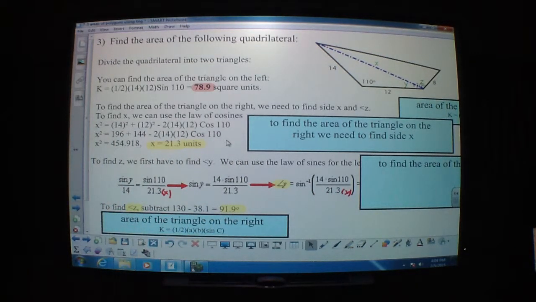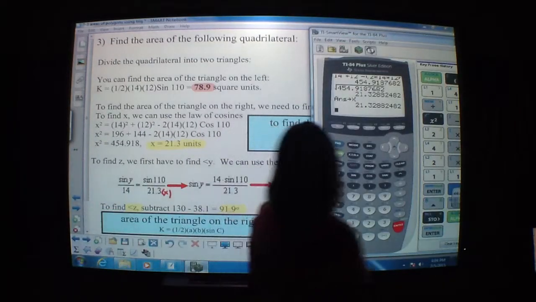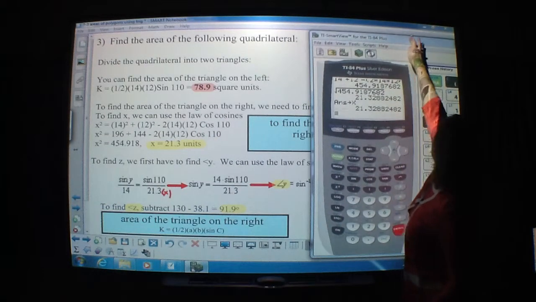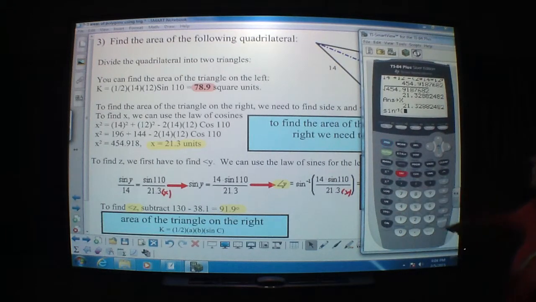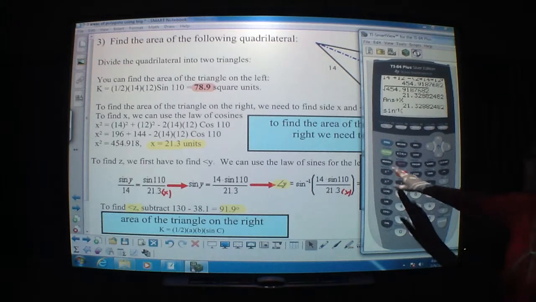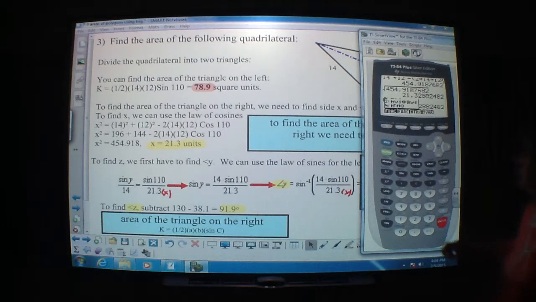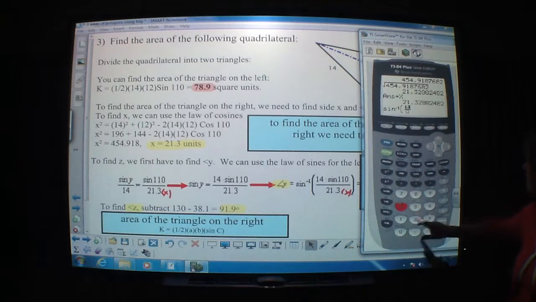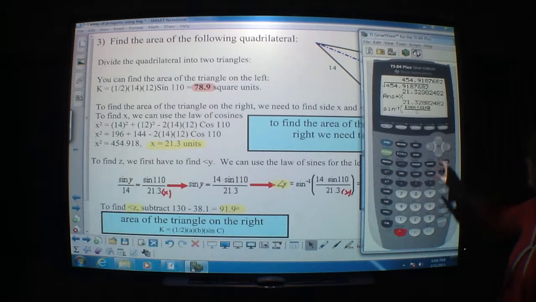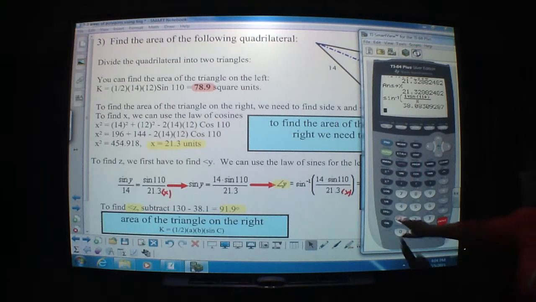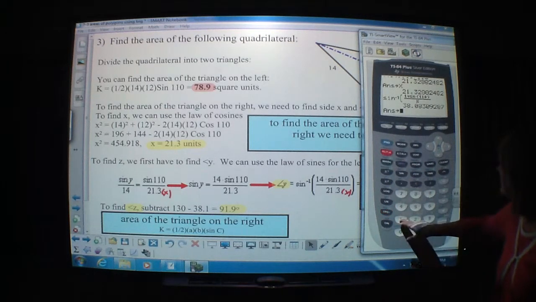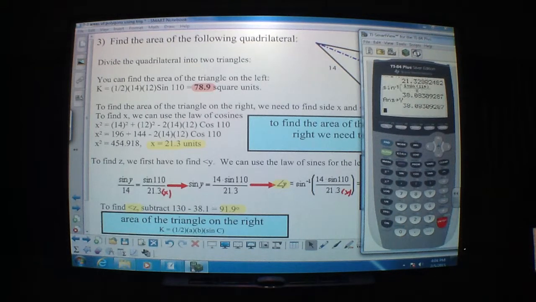Okay? So pick up my calculator again. Inverse sine, so second inverse, there's inverse sine. I like my fraction key, so there's my fraction key. I have 14 sine of 110, and on the bottom, remember I stored it in X, so I'm just going to call up X. 38.08. I'm going to store that in Y.